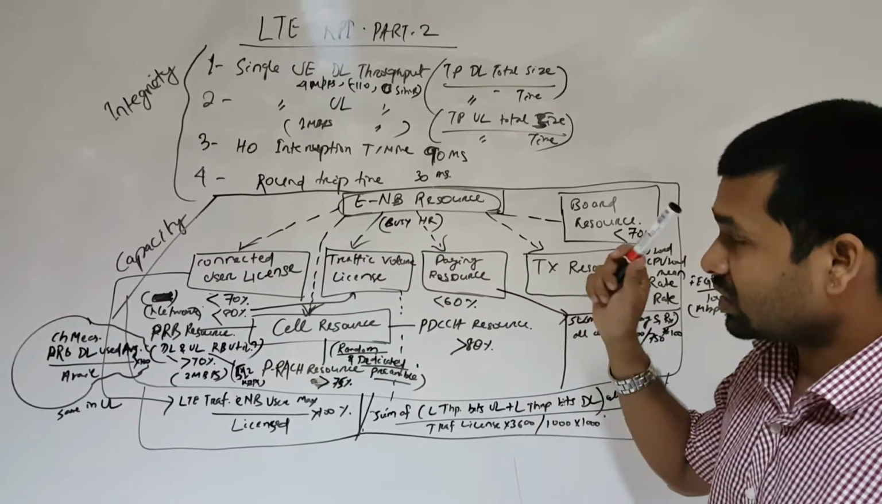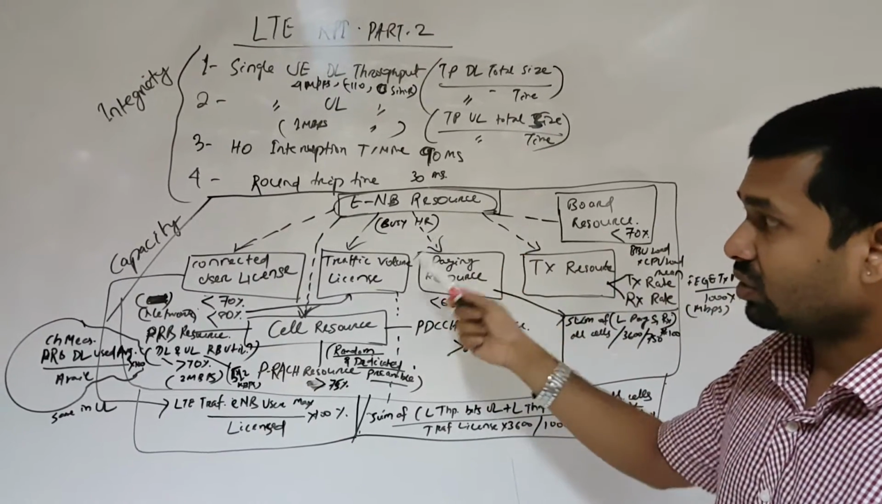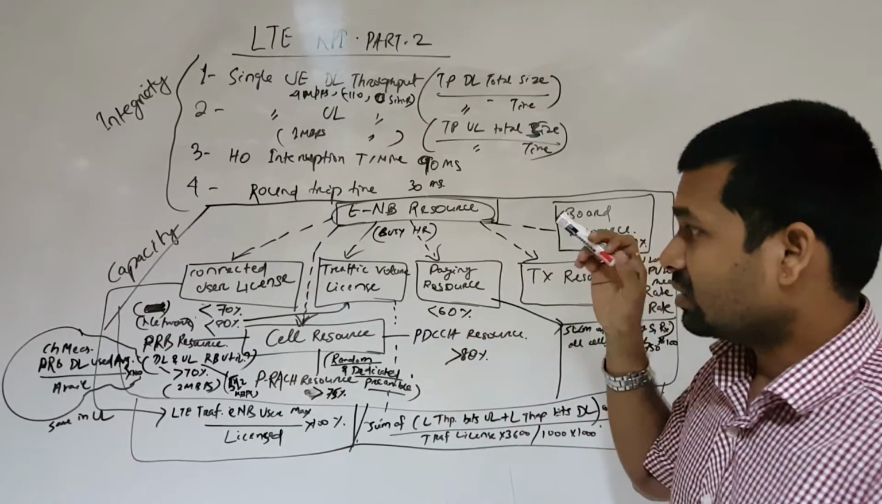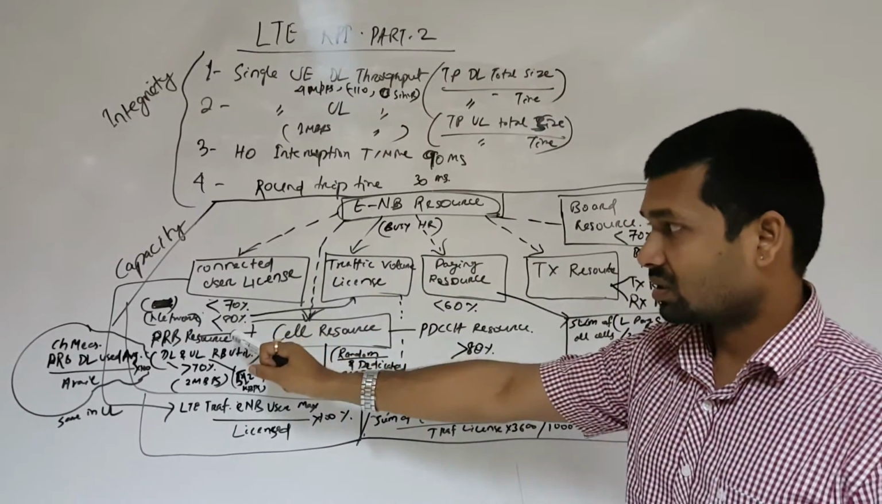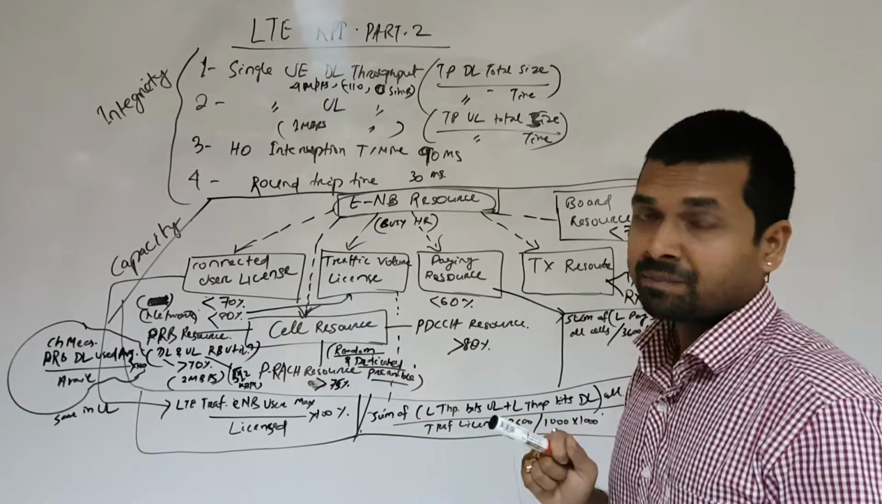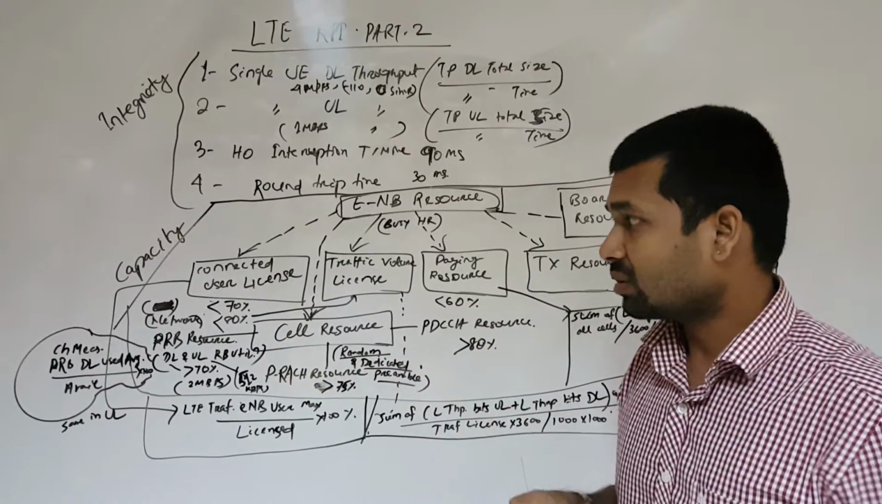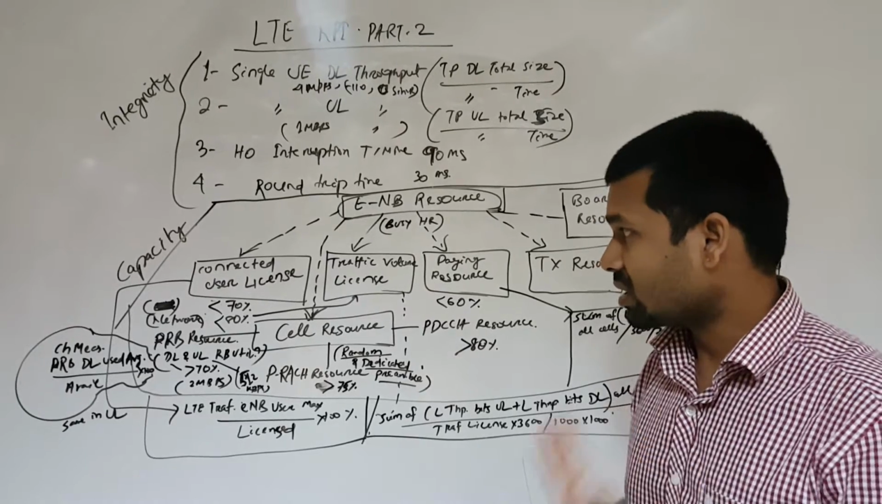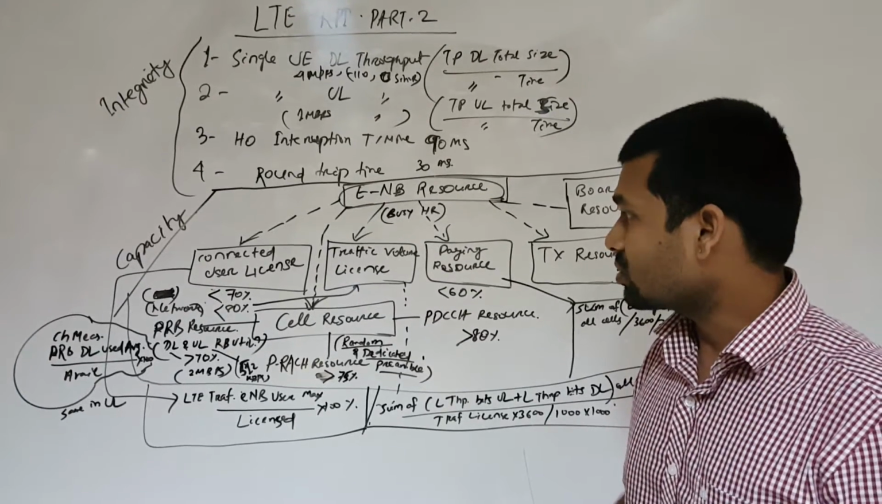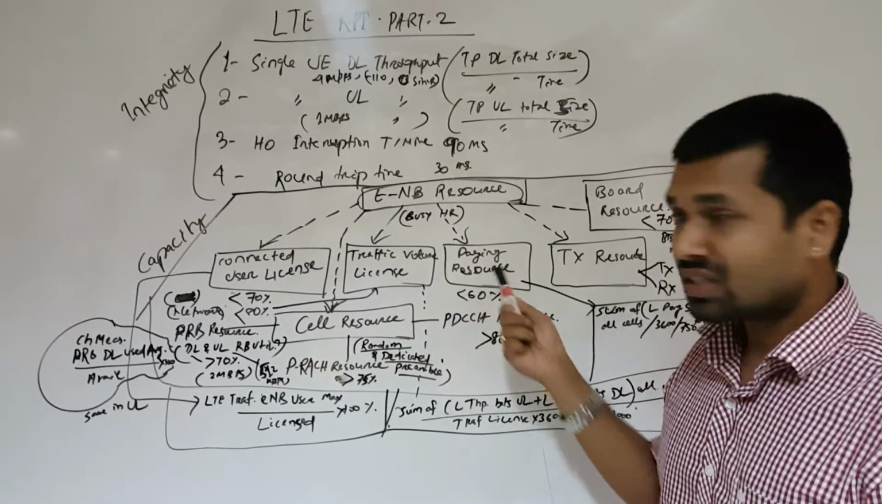That will give us the KPI of traffic volume license, and the threshold is 80%. If it is crossing the threshold, we should immediately communicate to the customer and start doing our further course of action. Then the paging resource.